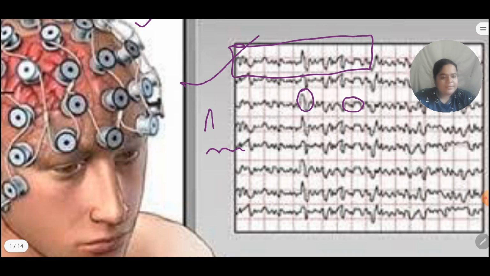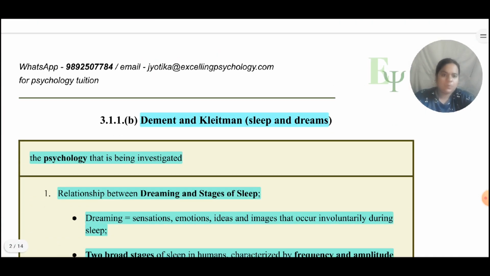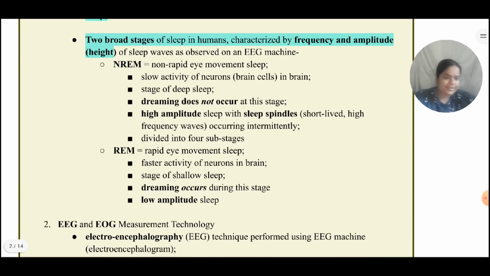Now what does amplitude indicate about neuronal activity? When there is low amplitude in neuronal activity, that means our neurons are not very much in sync. Our brain neurons are not working collaboratively, or they are not consolidating or synchronizing information. They all are doing their independent functions. Then we see that there is low amplitude in brain waves.